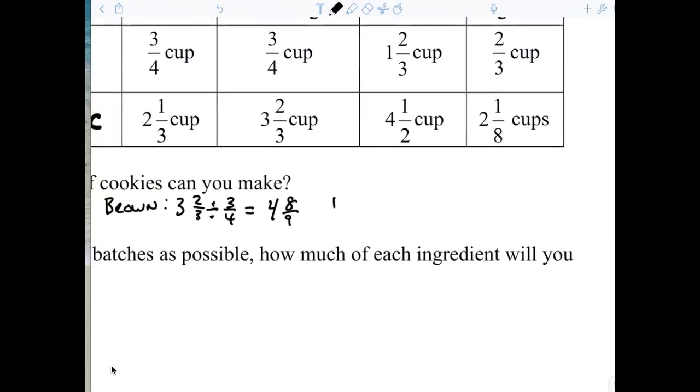How many batches of cookies if I just needed flour? What would I do? Say it. Come on. 4 1/2 divided by 1 2/3. And tell me what that is, Will. I know you are. Take your time.